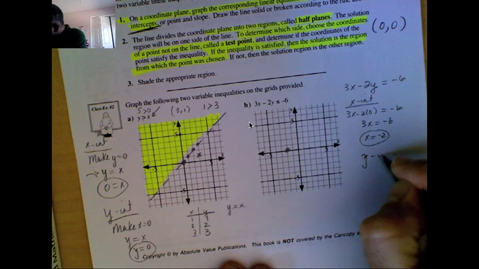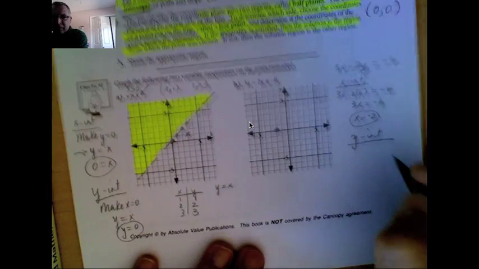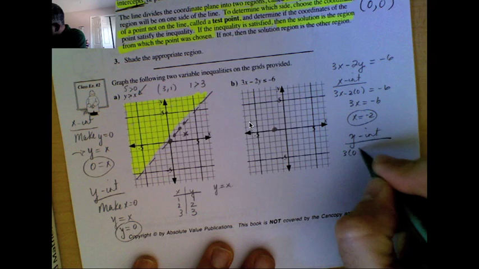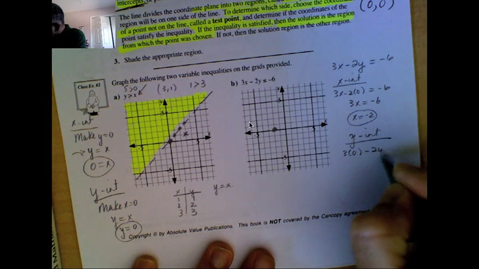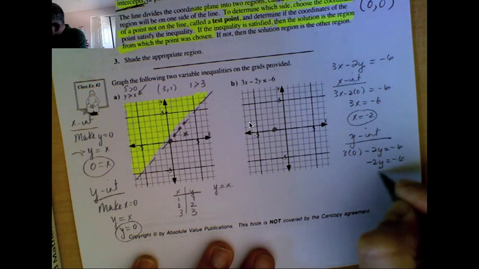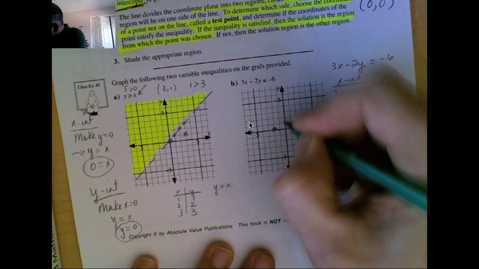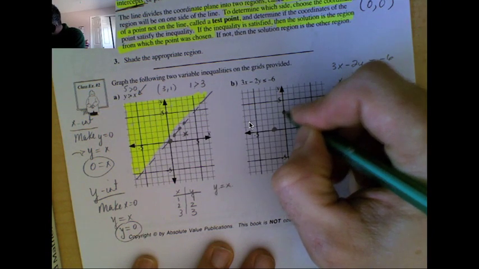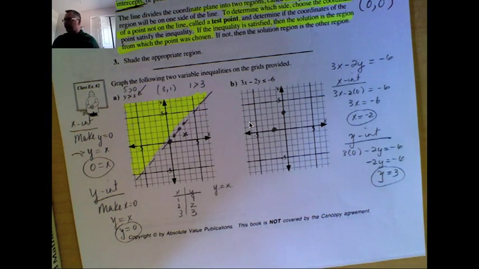Now we're going to do the y-intercept. And remember, to find the y-intercept, you make x 0 and you solve for y. So you get negative 2y equals negative 6. So you get y is 3. 1, 2, 3 for y. So there are my 2 points. I'm going to be able to form a line.